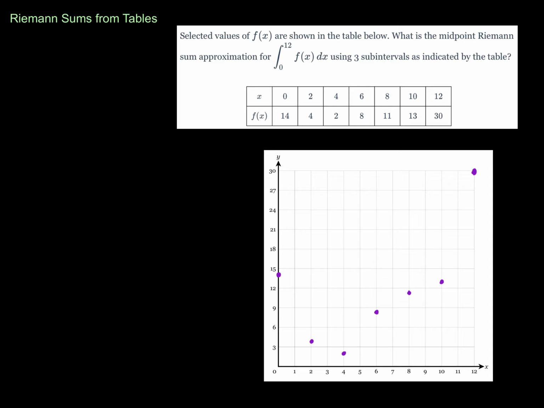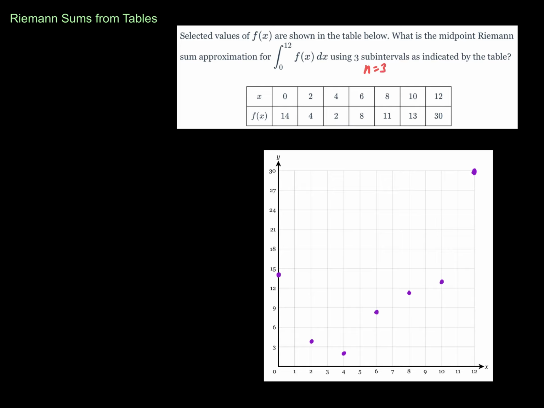Let's take a look at this one now with a table. So we are given selected values, and we're asked to do the midpoint Riemann sum. Okay, midpoint, let's do that one. Here is what they're asking. We want to start at 0 and go to 12, and we want to find all the areas of the rectangles, f of x times dx, with 3 subintervals. Our n value is 3.